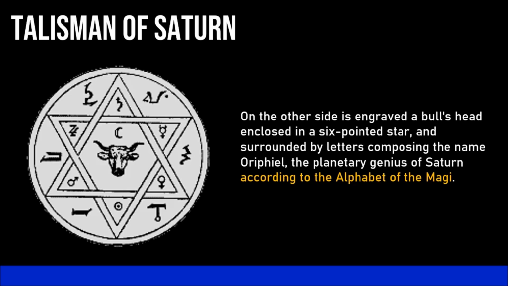It says, on the other side is engraved a bull's head enclosed in a six-pointed star and surrounded by the letters composed of the name Orpheus, the planetary genius of Saturn, according to the alphabet of the Magi. So wait a minute, who are the Magi? Didn't the Magi come when Christ was born?